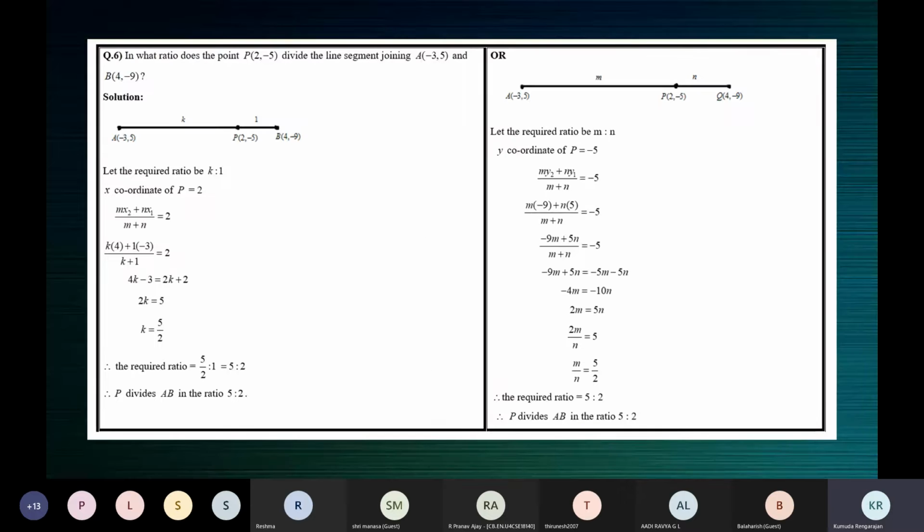This way also. To find the ratio, we use either the x coordinate of P or the y coordinate of P. Using any one of the two, you can get the ratio. The ratio can be taken as k:1 or m:n. When you take it as k:1, you will get the value of k. Supposing you get k as 7, what is the ratio?